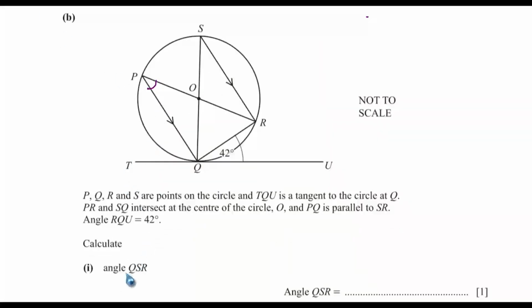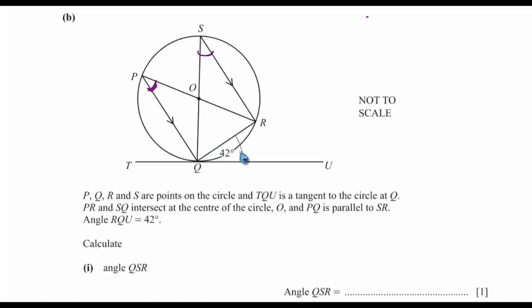Let's mark angle QSR. This is the required angle. But we know that this angle and angle QPR, they are in the same segment. So we know that these two angles are in the same segment. So once we know angle QPR, we are going to get the required angle QSR.